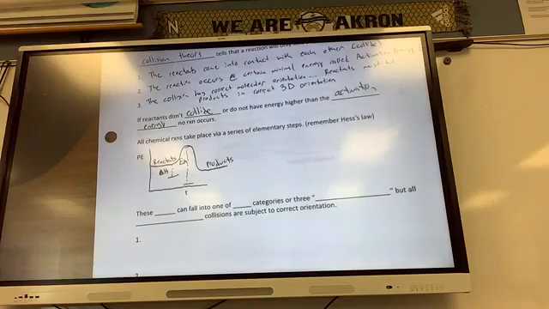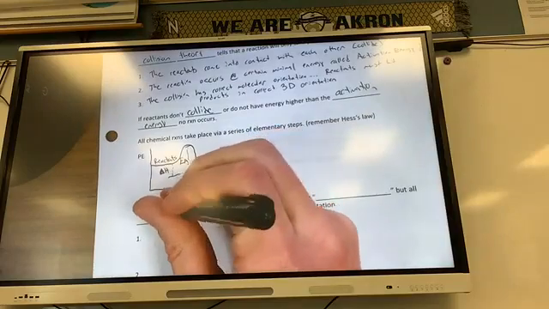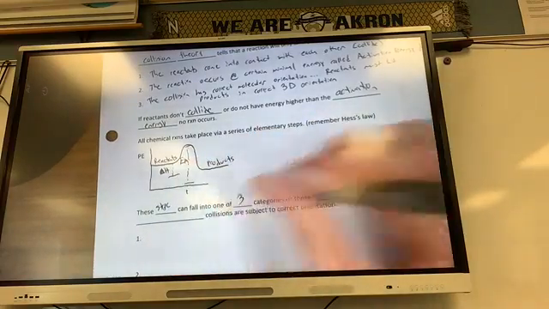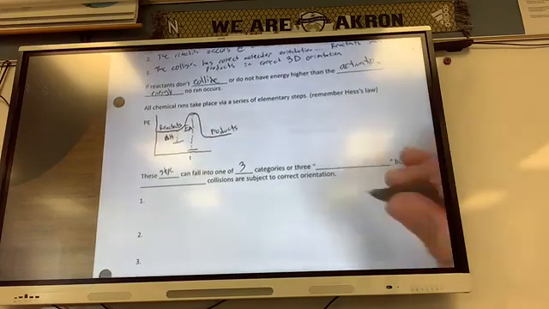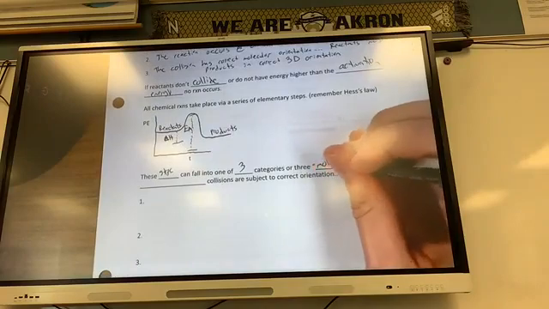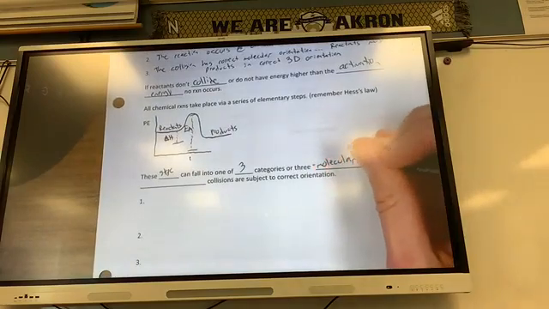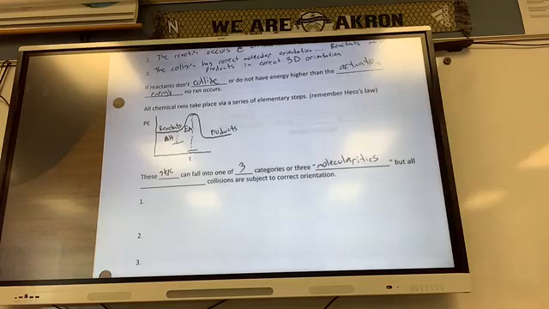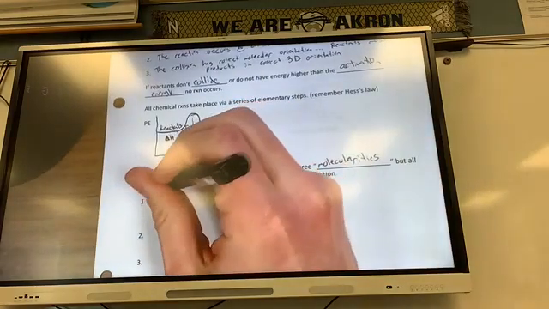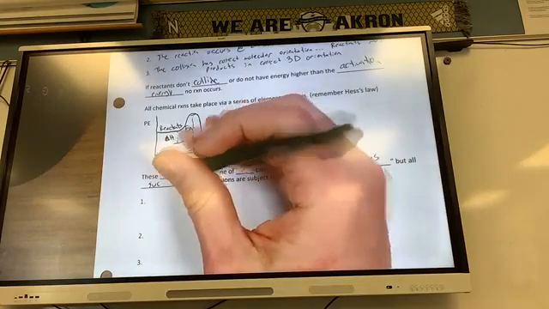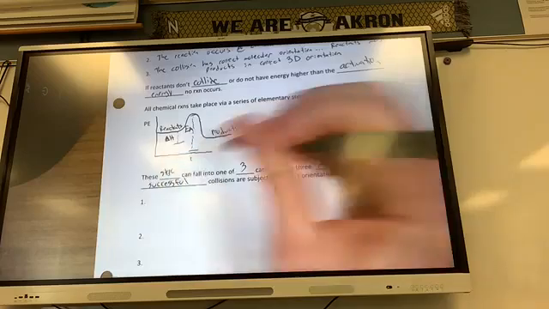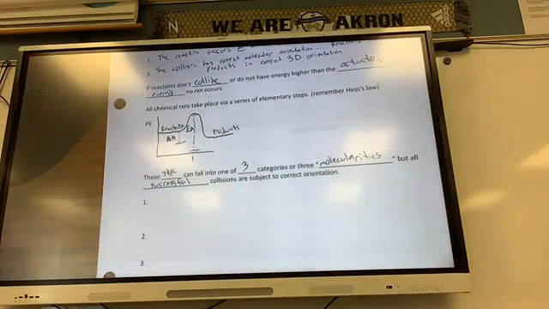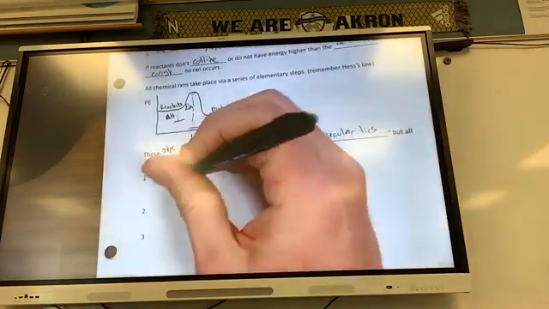So these steps can fall into one of three categories or three molecularities. Isn't that a fancy word? You did not expect to write that today. Molecularities. But all successful collisions are subject to correct orientation. First type is unimolecular.